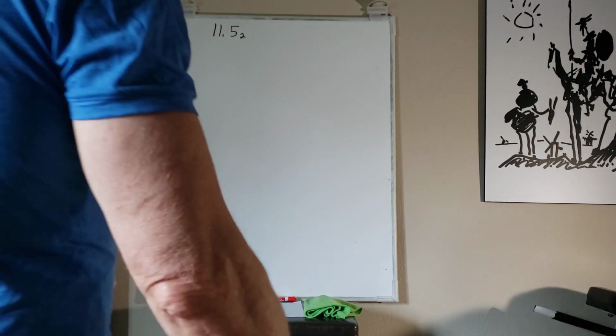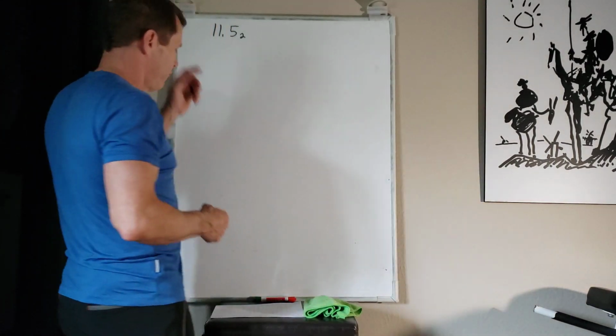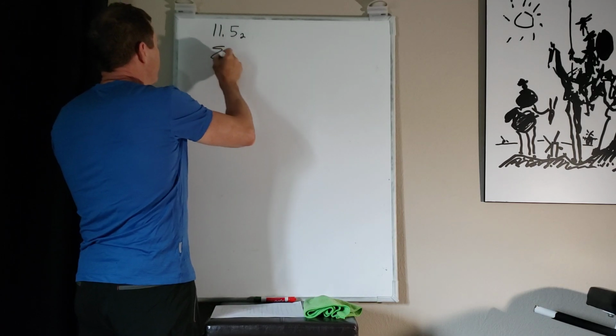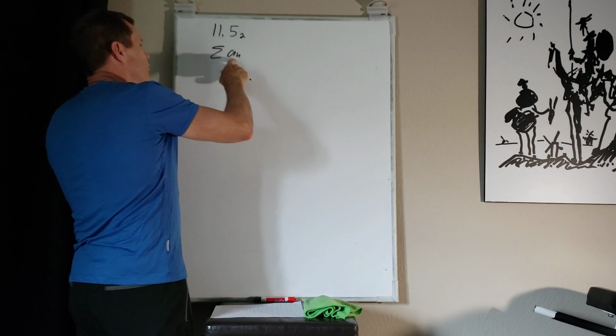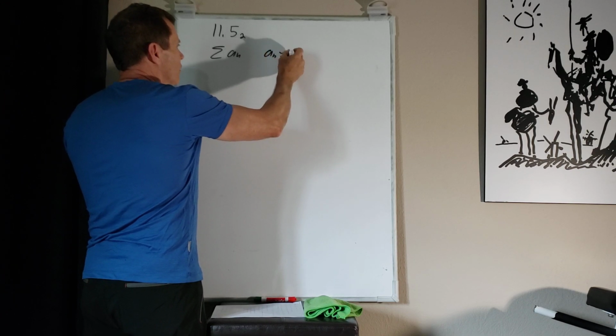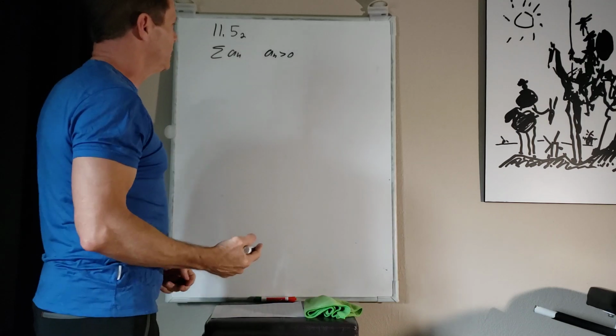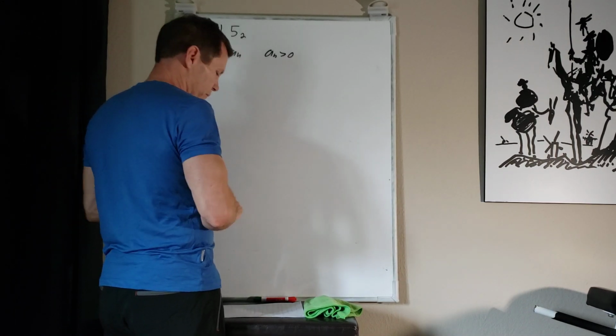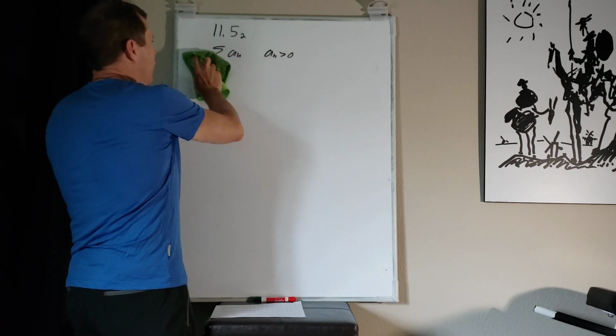Okay, let's do the second one on 11.5. So far, we've only dealt with series such that the inside, the sequence part, was all positive. Let's change that today and start working with ones that don't have to be all positive. We're going to look at alternating series.